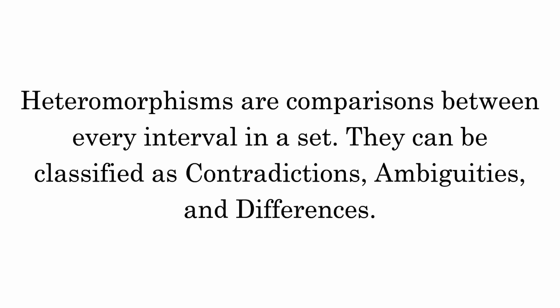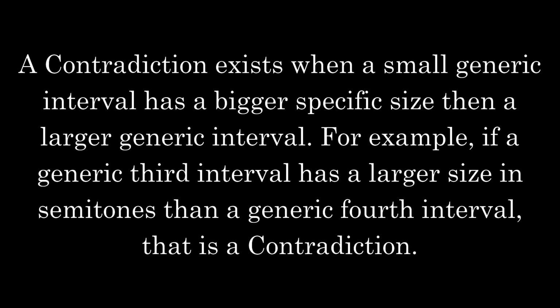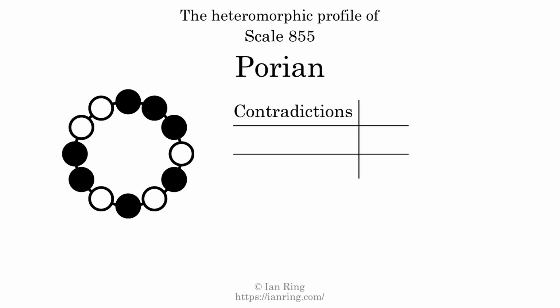Heteromorphisms are comparisons between every interval in a set. They can be classified as contradictions, ambiguities, and differences. A contradiction exists when a small generic interval has a bigger specific size than a larger generic interval. For example, if a generic third interval has a larger size in semitones than a generic fourth interval, that is a contradiction. The number of contradictions in this scale is 2.